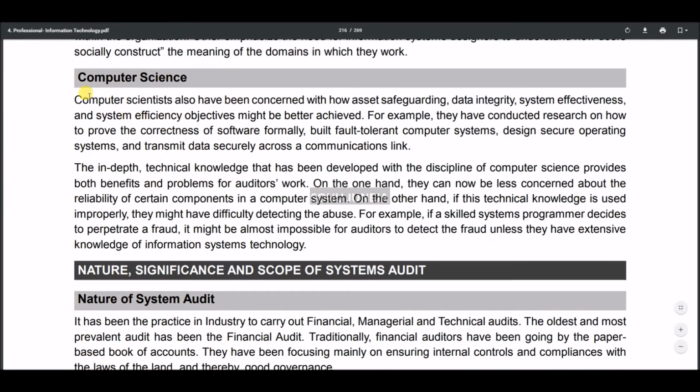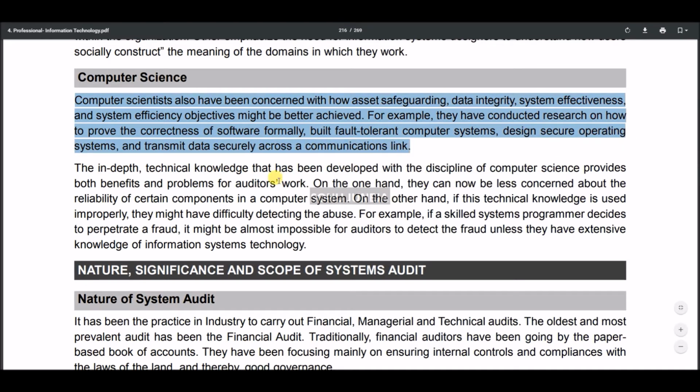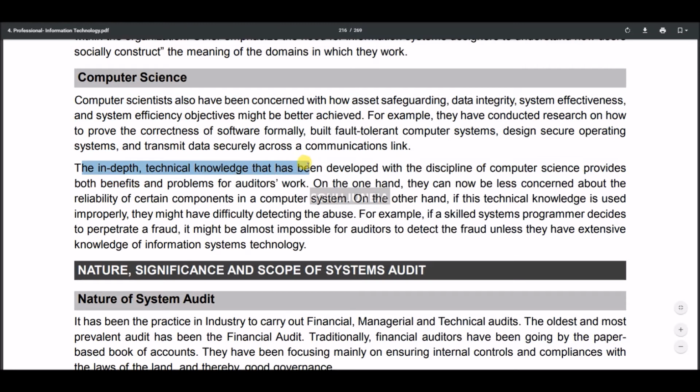Then you have computer science. Computer scientists also have been concerned with how the asset safeguarding, data integrity, system effectiveness, and system efficiency objectives might be better achieved. For example, they have conducted research on how to prove the correctness of software formally, fault-tolerant computer system design, secure operating systems, and transmitting data securely across communications links. The in-depth technical knowledge that has been developed within the discipline of computer science provides both benefits and problems for auditors to work with.